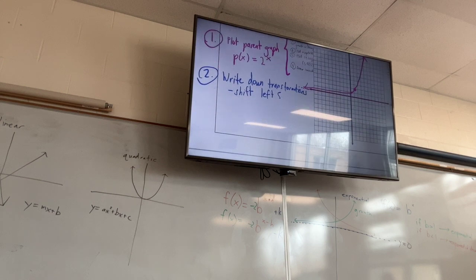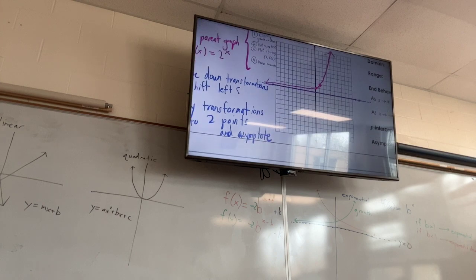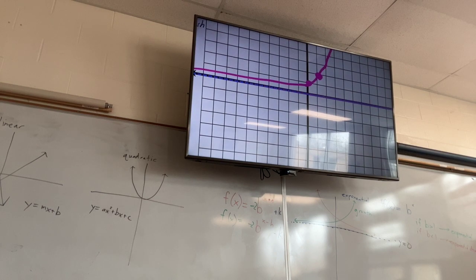Then what you need to do is apply your transformations to your points and your asymptote. You can't shift your asymptote to the left, so it's just going to be the same line. But those 2 points, you guys see those 2 pink points? I'm just going to move both of those to the left 5. And then draw your new swoosh is the last thing.